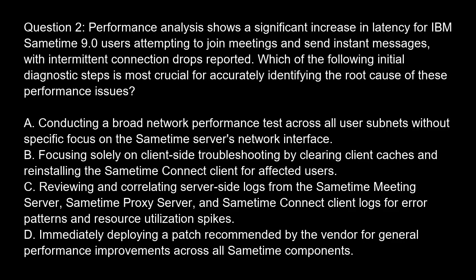Option A. Conducting a broad network performance test across all user subnets without specific focus on the Sametime server's network interface. Option B. Focusing solely on client-side troubleshooting by clearing client caches and reinstalling the Sametime Connect client for affected users. Option C. Reviewing and correlating server-side logs from the Sametime Meeting Server, Sametime Proxy Server, and Sametime Connect client logs for error patterns and resource utilization spikes. Option D. Immediately deploying a patch recommended by the vendor for general performance improvements across all Sametime components.